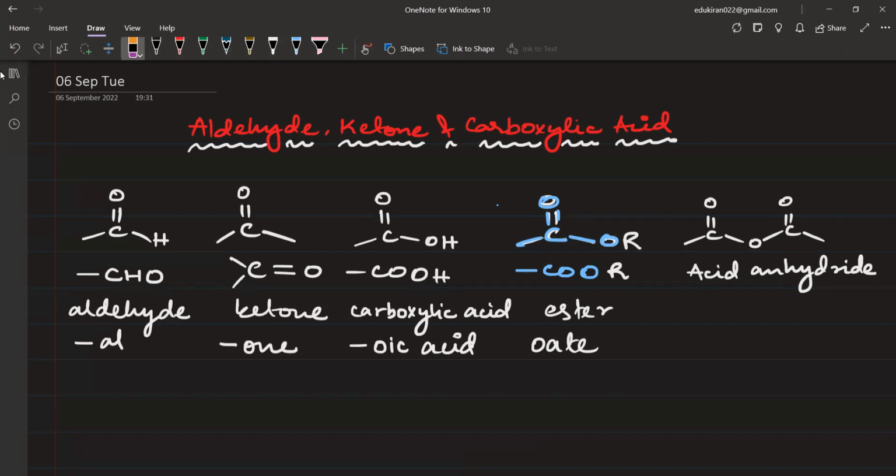Write these things down. Then first of all, we will look at the nomenclature of aldehydes, ketones and carboxylic acids mainly. First of all, common names, and then we will move to the IUPAC nomenclature.